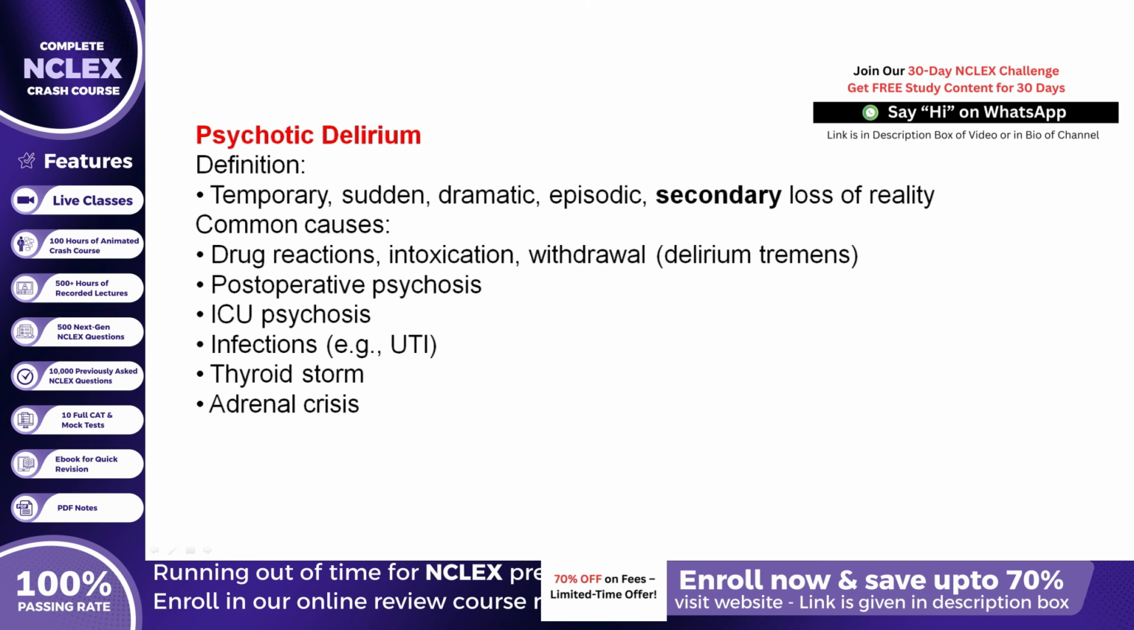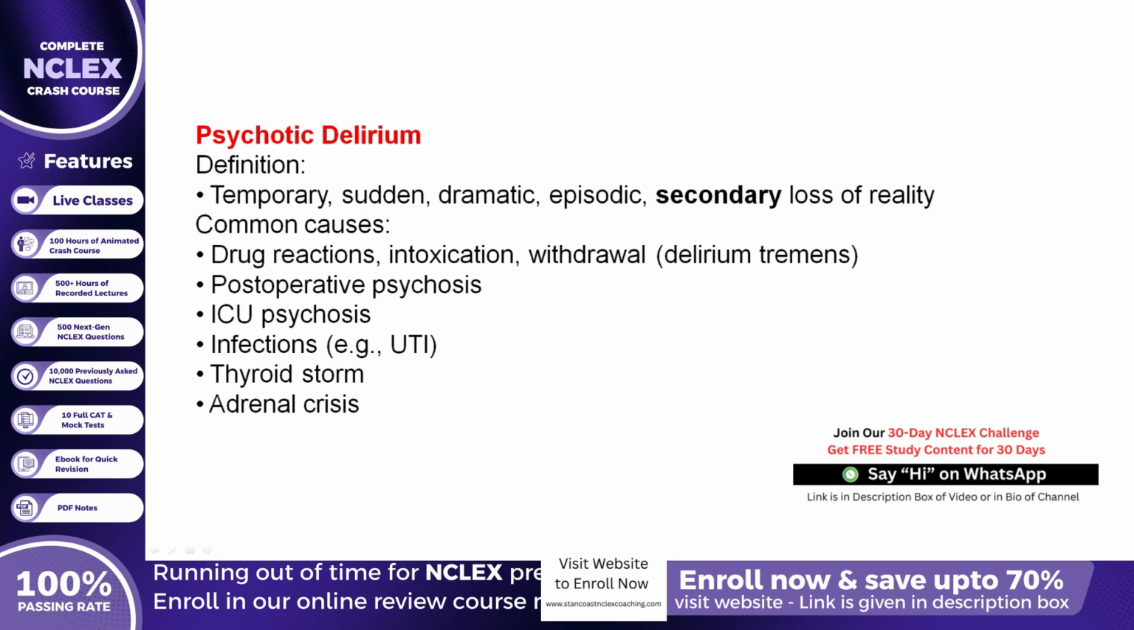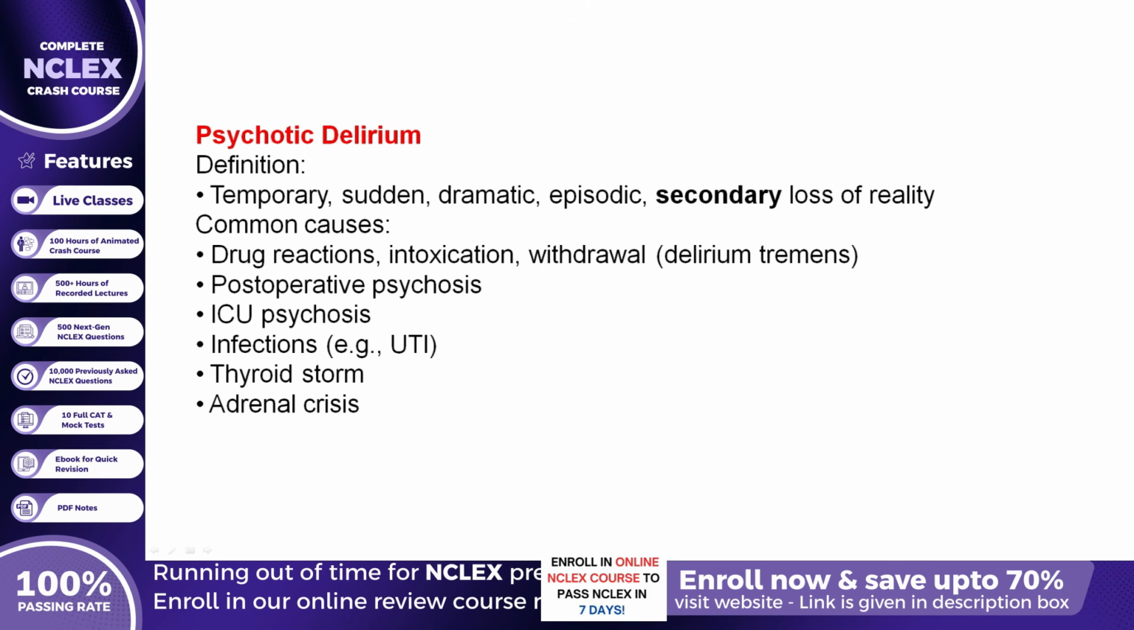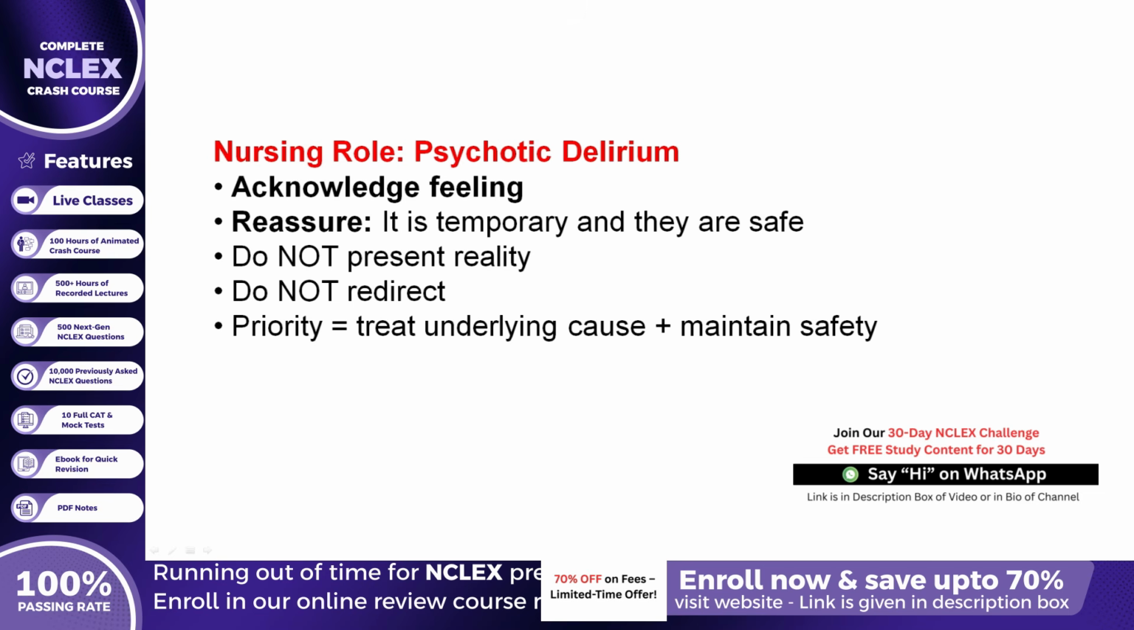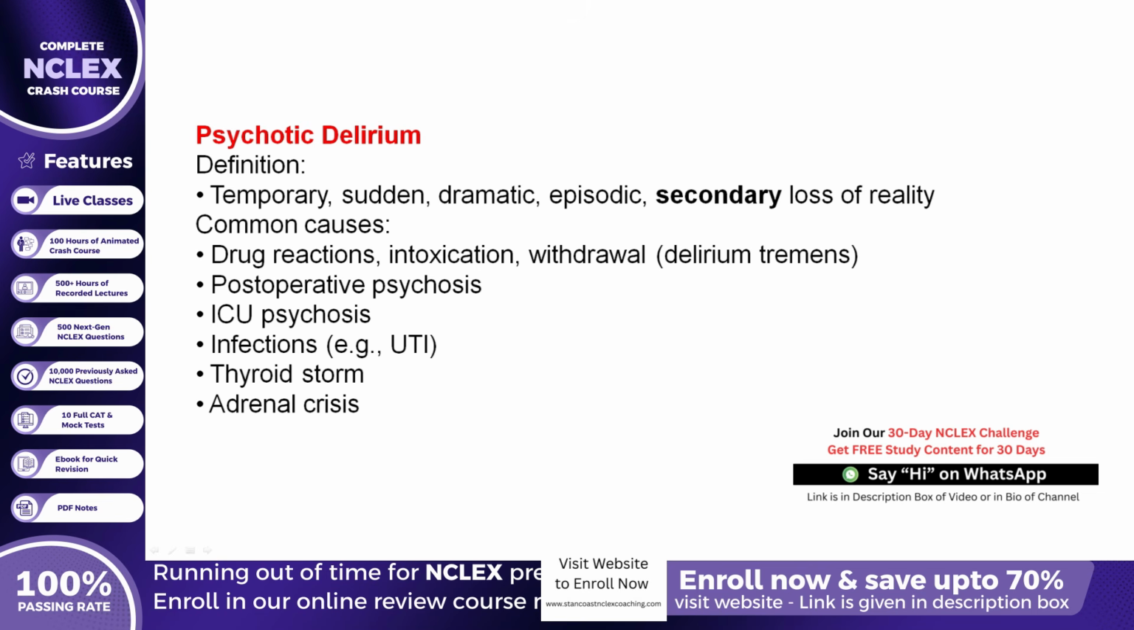Now let us look at psychotic delirium, which is defined as a temporary, sudden, dramatic, episodic, secondary loss of reality. Common causes include drug reactions, intoxication, and withdrawal, such as delirium tremens. It can also occur as postoperative psychosis. Another cause is ICU psychosis. Infections, for example, a urinary tract infection, can also trigger it. Endocrine emergencies like thyroid storm may be a cause, and adrenal crisis is another possible source.